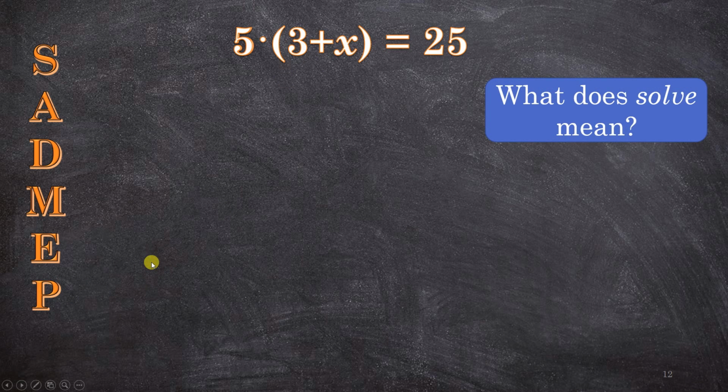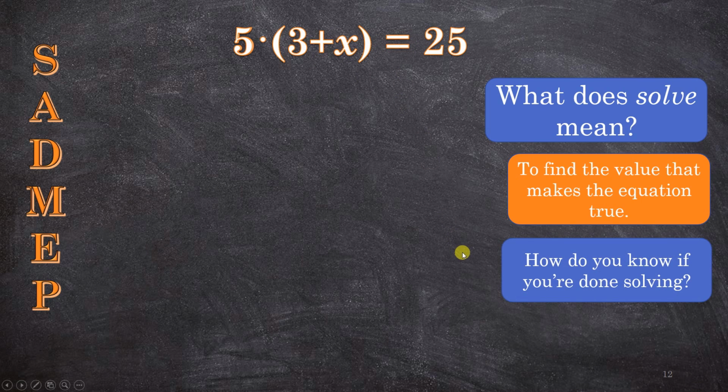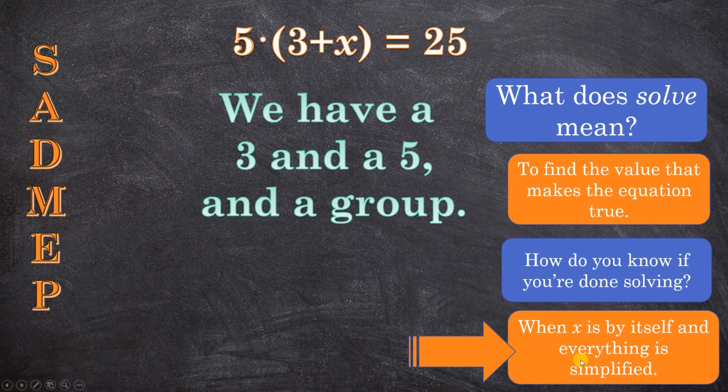But let's make sure we're rock solid on some vocabulary here, shall we? To solve means that you're finding the value for x, or whatever letter you're solving for, that would make the statement true. And you're done solving when you have the x by itself and everything simplified. So like x equals a number, you're done, right? So we're going to go ahead and solve right now for x. We're going to get x by itself, and we're going to get everything else on the other side.